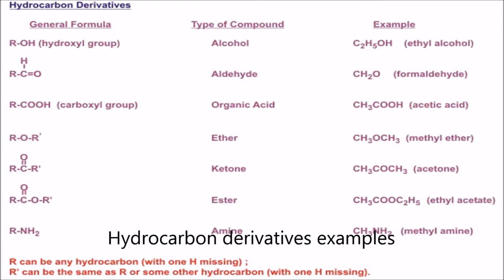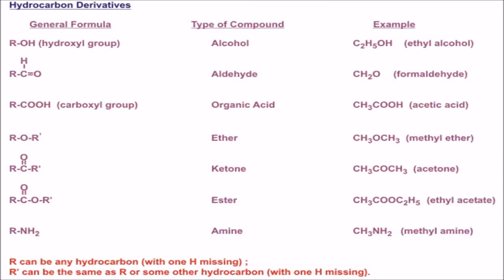Now we can see an example of the hydrocarbon derivatives. The general formula in the first one is ROH, the hydroxyl group. The type of compound is alcohol, and the example is ethyl alcohol. There you can see that R can be any hydrocarbon with one H missing, and R' can be the same R, or some other hydrocarbon.